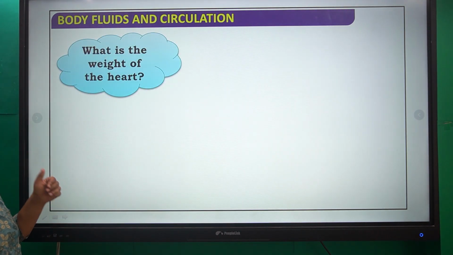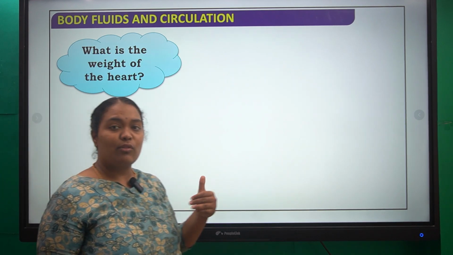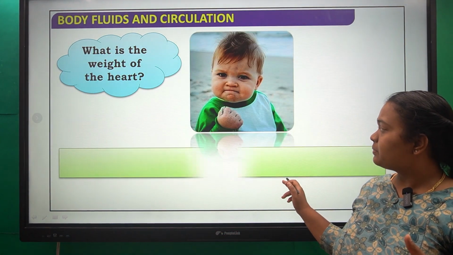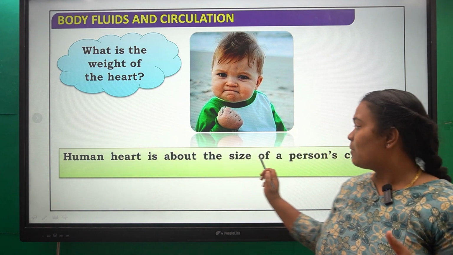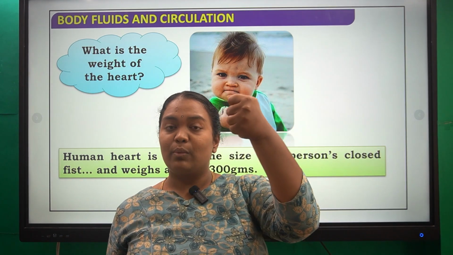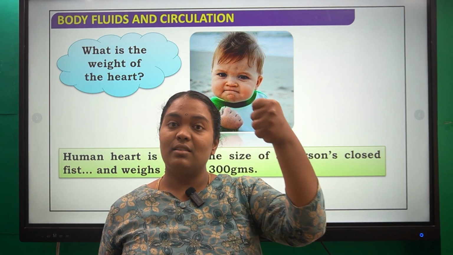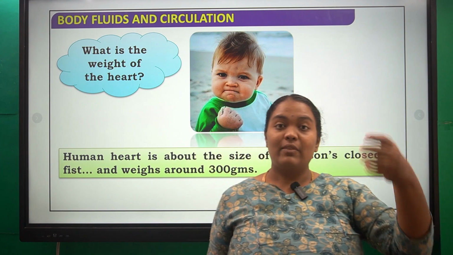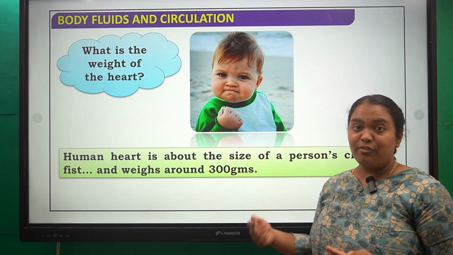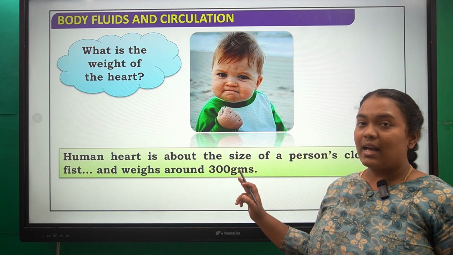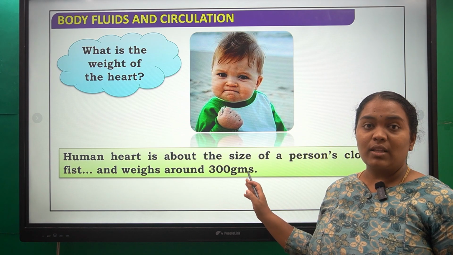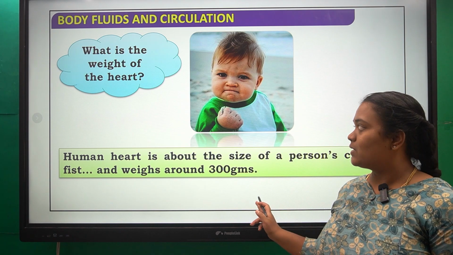You can also observe here, when you ask what is the weight of the heart, it is nothing but the human heart is about the size of a person's closed fist. As I already said, when you close your fist, whatever the size of your fist is, that is the size of your heart. And it varies based on your age, because as you know, the fist is different at different ages. It weighs around 300 grams, meaning more than 250 grams, or 300 grams.